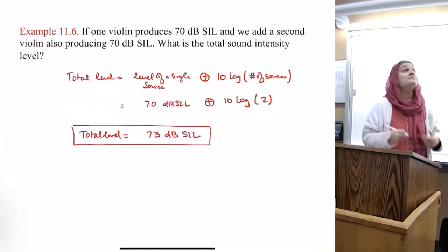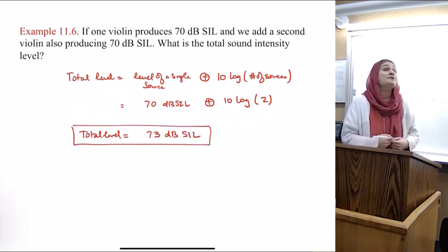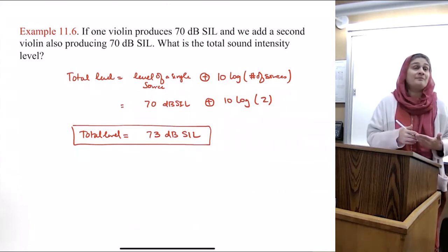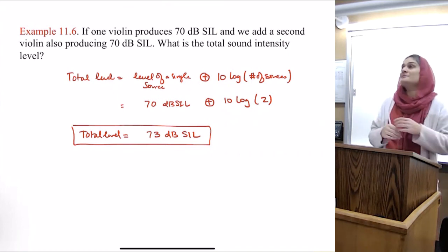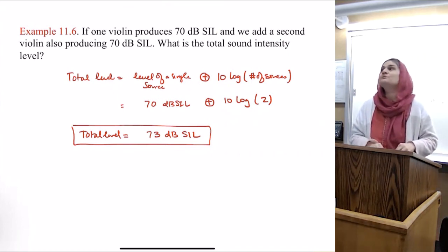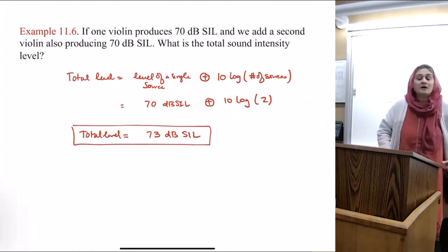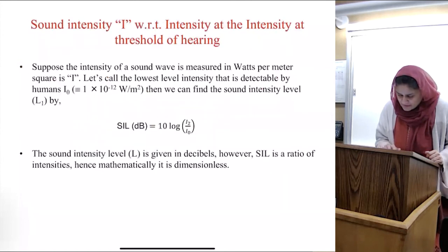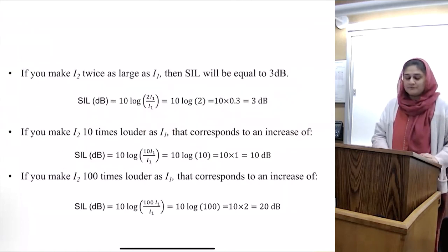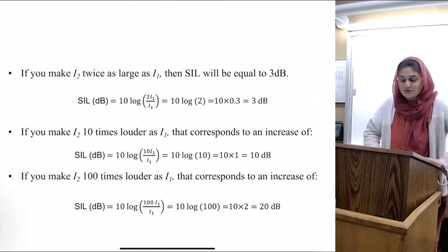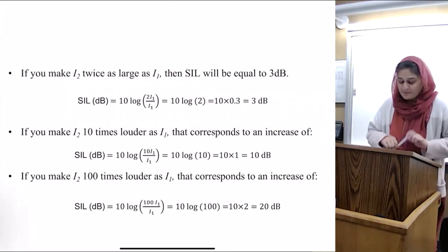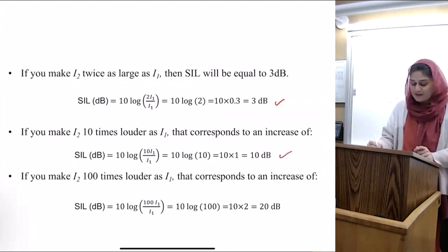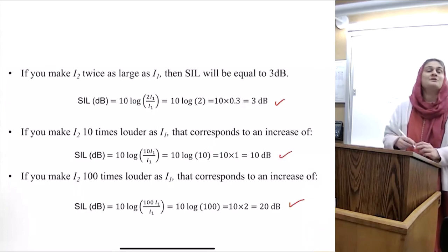So adding one more violin or one more instrument or one more source does not double the intensity. It only changes it by 3 decibels. And that is generally going to be true. Oh, actually, I think I have done that in the book as well as here. So if you make intensity twice as much, the decibel meter goes up by 3. If you make it 10 times, there's only a 10 dB. If you make it 100 times, it'll be 20 decibels.